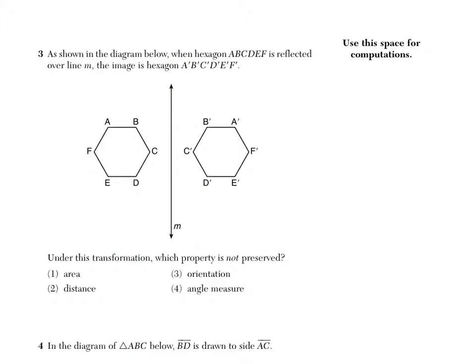Number 3 says, as shown in the diagram below, when hexagon ABCDEF is reflected over line M, the image is hexagon A prime, B prime, C prime, D prime, E prime, F prime. So what we did here was just take this original figure and reflect it to map on top of figure 2. It says, under the transformation, which property is not preserved? So we're going to come up with 3 true statements and then one that's false.